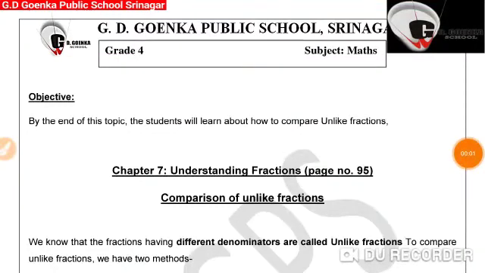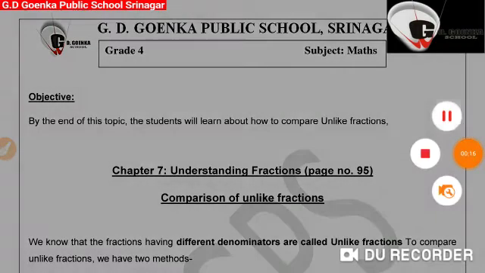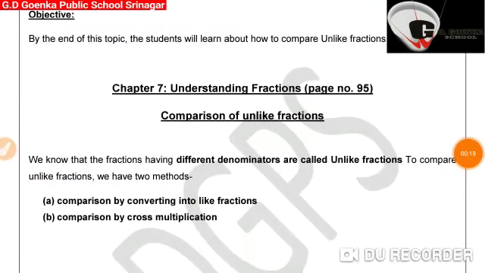Dear Goenkans, this is in reference to the 7th chapter, Understanding Fractions, given on page number 95 of your math side book. The objective of this topic is to make you learn how to compare unlike fractions. Dear Goenkans, we have already studied how we can compare like fractions and unit fractions in our last video lecture. Now in this video lecture, we're going to learn how we can compare unlike fractions.